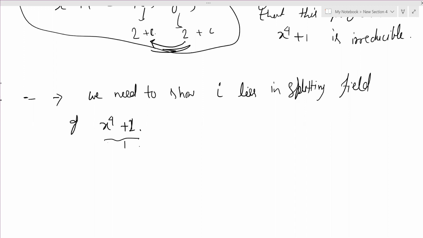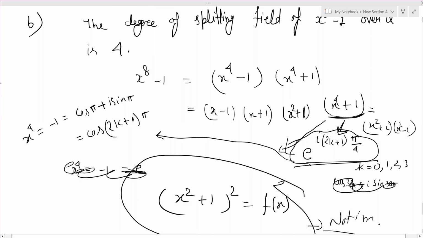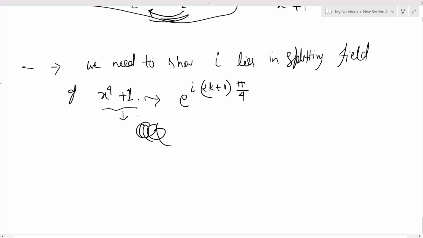Its splitting field is just Q adjoined with the fourth primitive root. I should not say fourth primitive root of unity. But yeah, what are its roots? Its roots are e to the power iota (2k plus 1) pi by 4, you said, right? Let me check this, pi by 4 or pi by 2? Pi by 4, sorry, yeah. Pi by 4. So what are these, for k equals 0, 1, 2, 3?